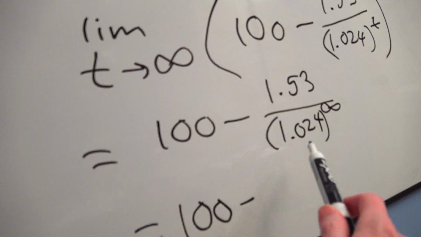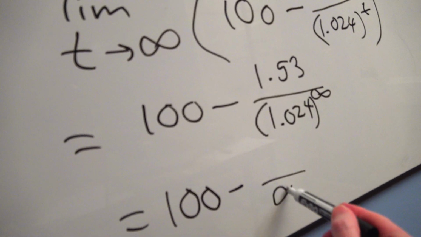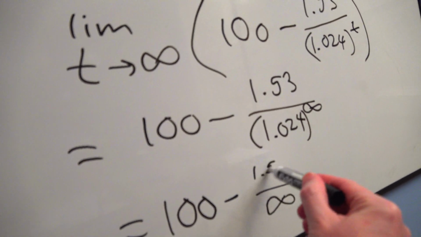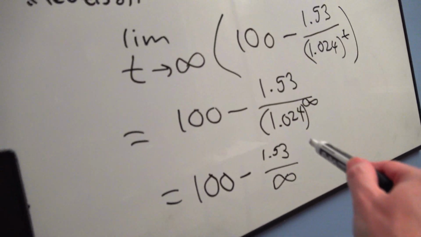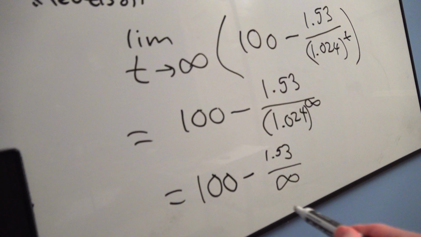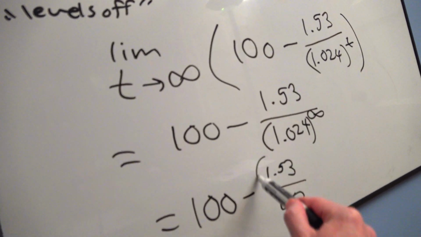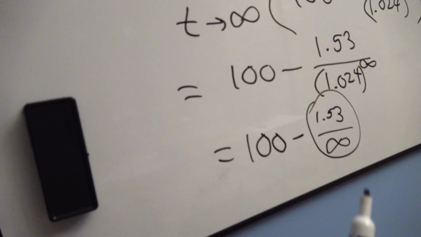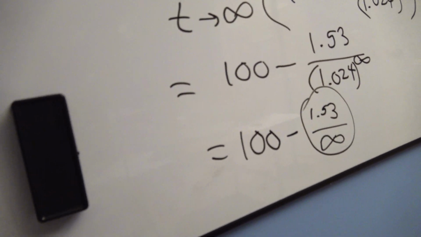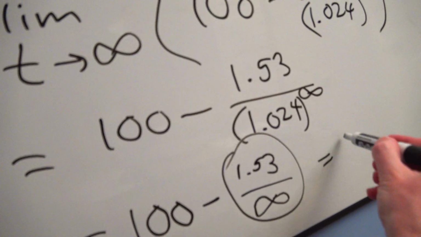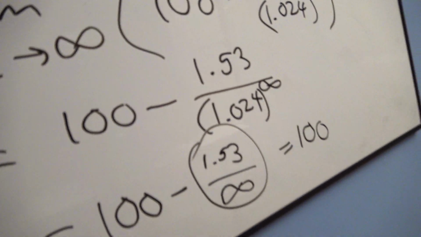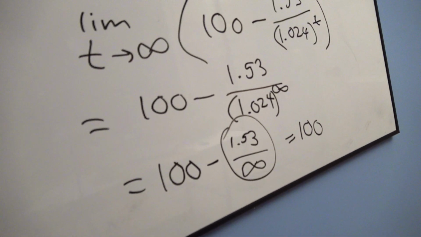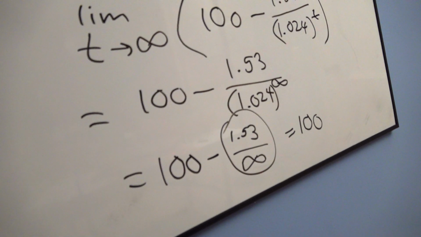Okay, so anything over 1 to the infinity is infinity, but 1.53 out of infinity is practically nothing. Let's just make that a zero. We'll just circle it and call it a zero. And you get 100 minus zero is 100. Oh, wait a minute. Well, the whole thing is actually trying to gravitate to 100% recharged, right?